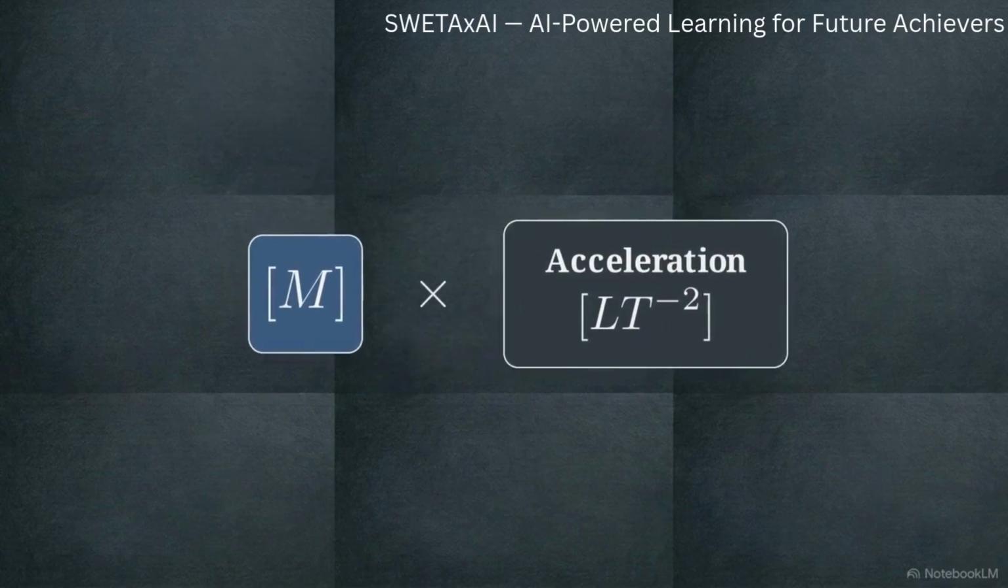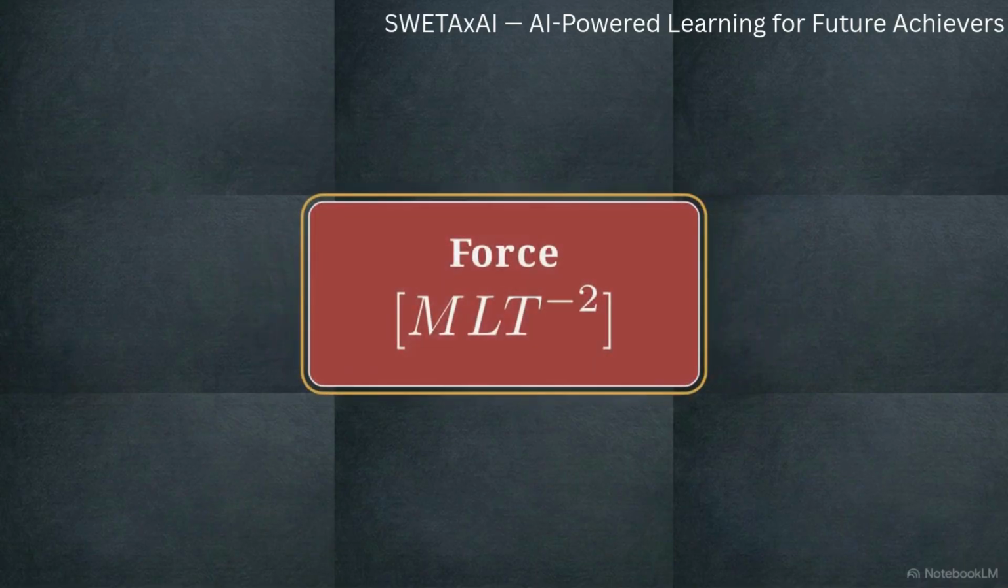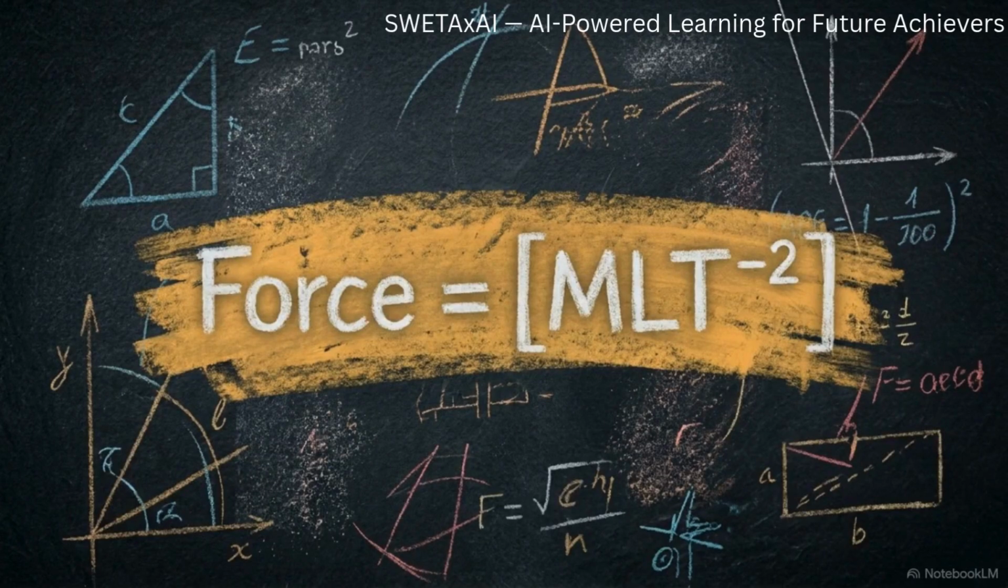Applying Newton's second law, we multiply this by mass. This yields force, constructed exactly as mLt^-2. Force is the critical pivot point. If you memorize exactly one dimensional signature for classical mechanics, it should be force. Most higher-order concepts are built directly on top of it.